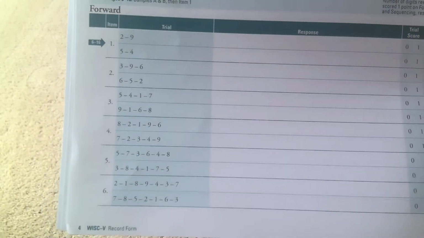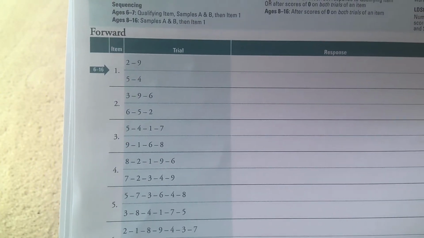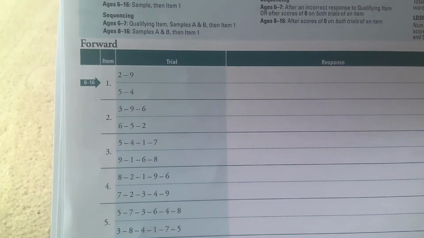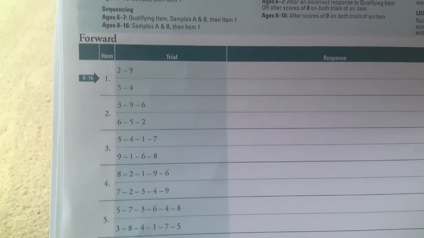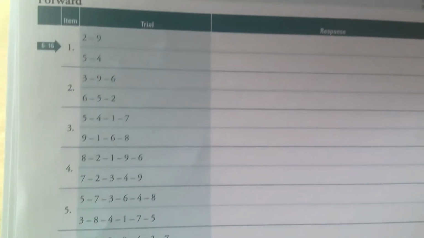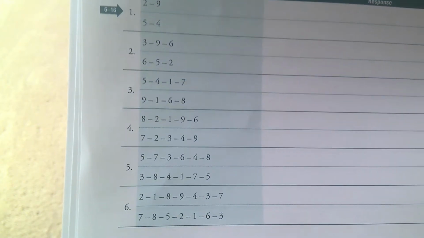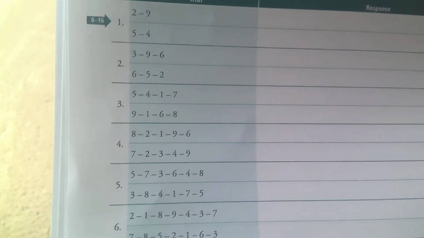So if we jump down then, we'll say here to number 4, trial 1, it would go something like this. 8, 2, 1, 9, 6. You see, I dropped my voice there at the end. Let's do the next one. 7, 2, 3, 4, 9. So again, you want to read these at a rate of about 1 second per digit, and you want to drop your voice at the end.